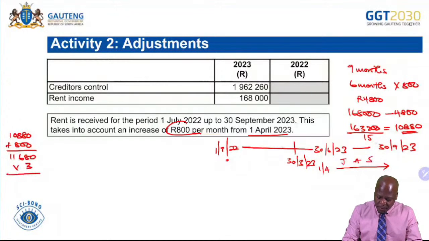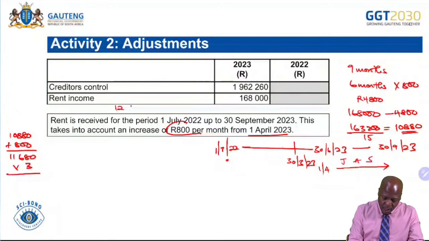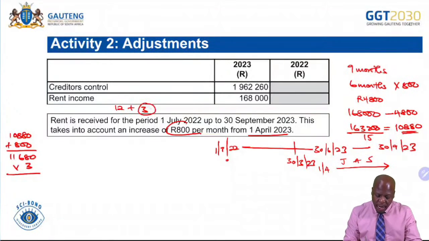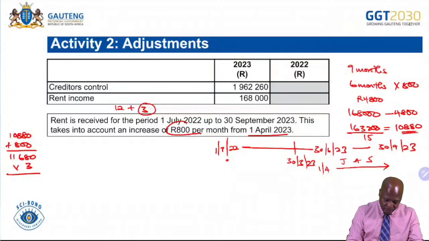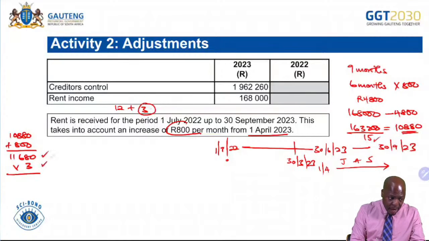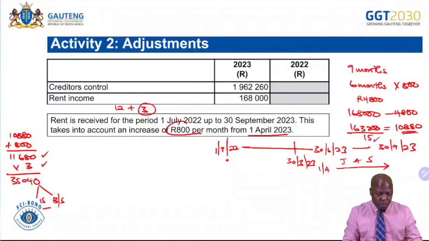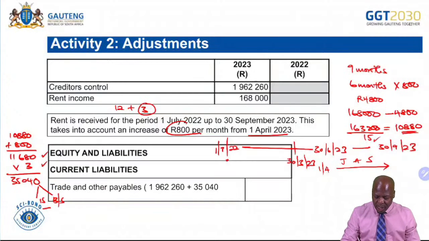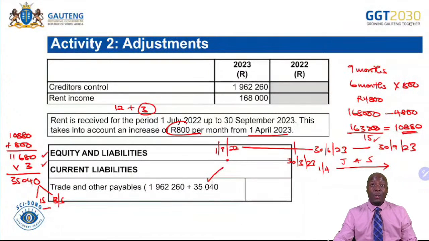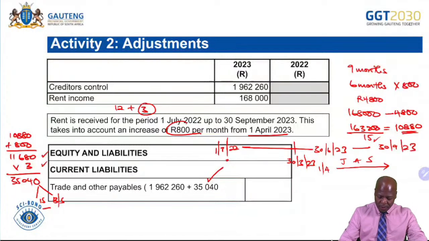Hence, here we ended up saying 15, because you had 12 months, then plus the 3 which have been received in advance. Hence, we had 15 over here. Then you now say 11,680 times the 3. Then you end up with 35,040. This is your income received in advance, income statement, balance sheet. In the income statement, you minus. But in the balance sheet, you take it to your trade and other payables. So you add it to your trade and other payables. Okay, can I move on to the next one?